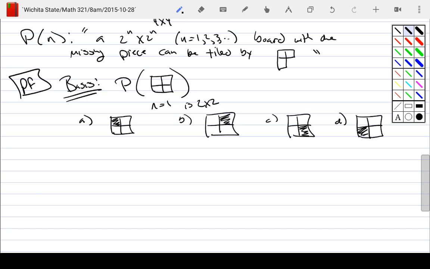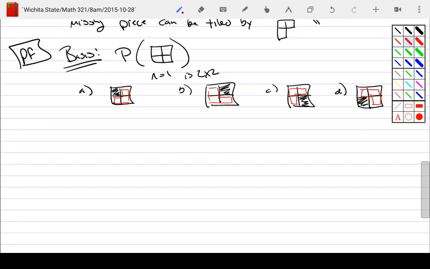Can all of these be tiled by an L-shaped piece? Yeah, I would just simply go through this and say, oh look, I would use the L-shaped piece here. I would use the L-shaped piece in this position. I would use the L-shaped piece in this position, and I would use the L-shaped piece in this position. And so all 4 forms can be tiled. So, true. It's at least true for 2 by 2.